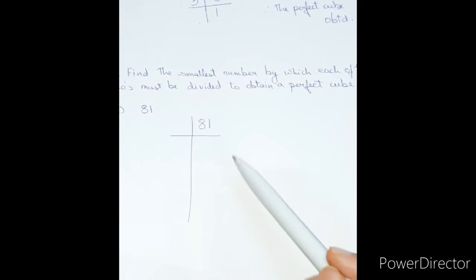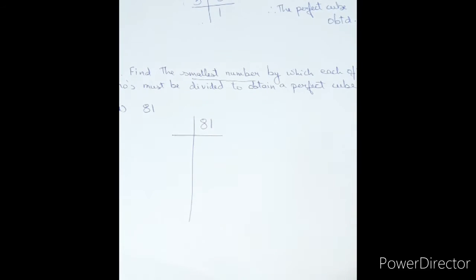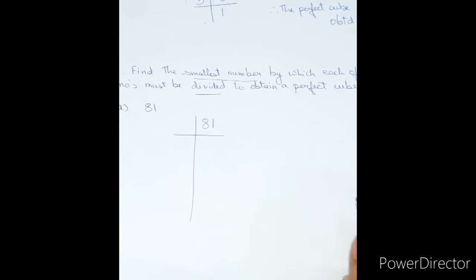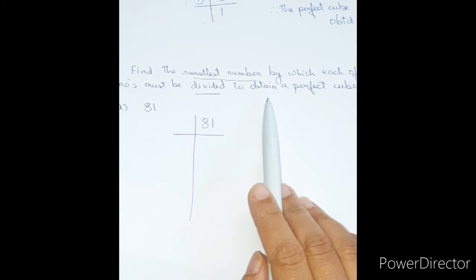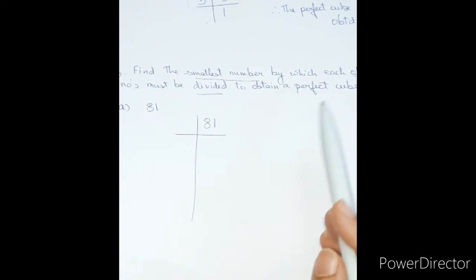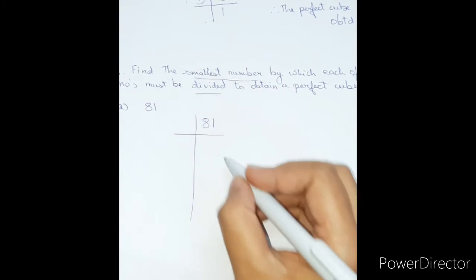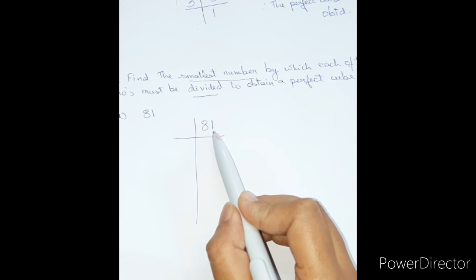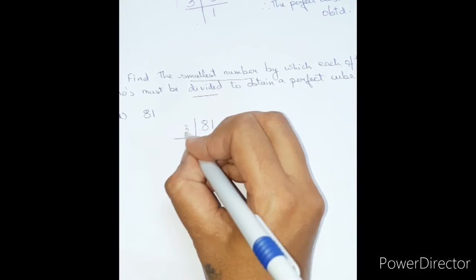Now we will see the next question, question 3 of 7.1. Here you have to find the smallest number by which each of the following numbers must be divided. Not multiplied, divided. So read the question properly, to obtain a perfect cube. We will take the number 81 to check. I will solve this one for you. 81. Since 8 plus 1 gives you 9, 9 is a multiple of 3. So we will take the table of 3.